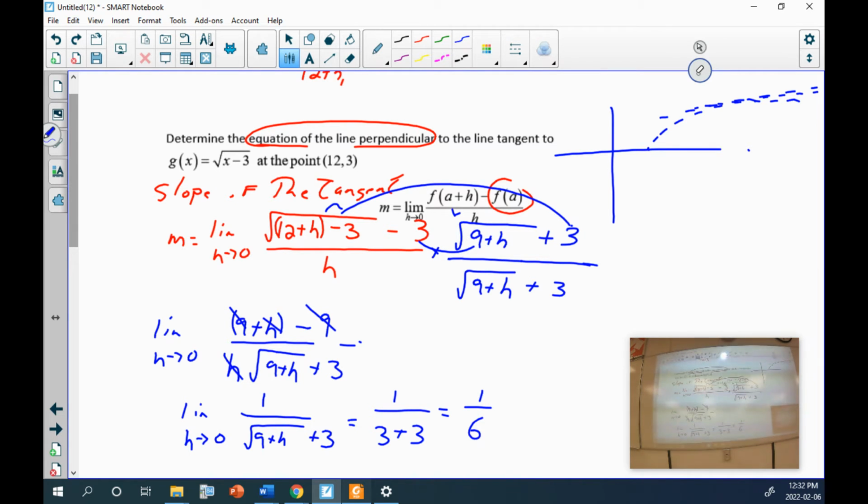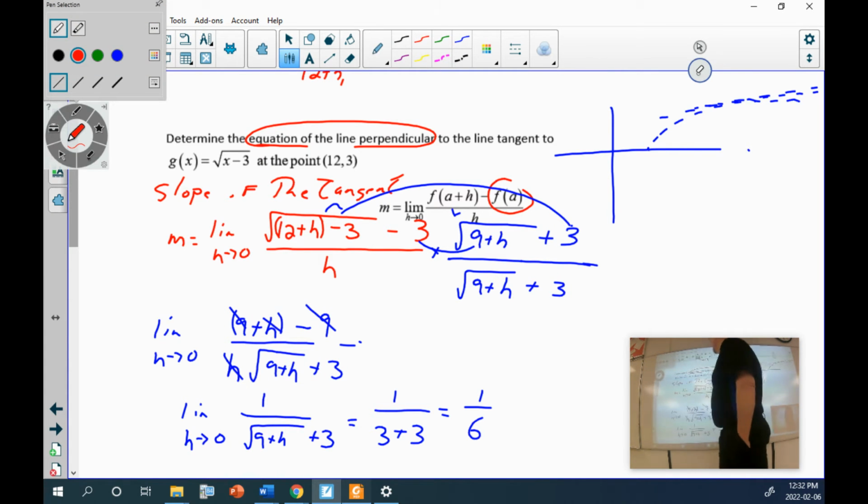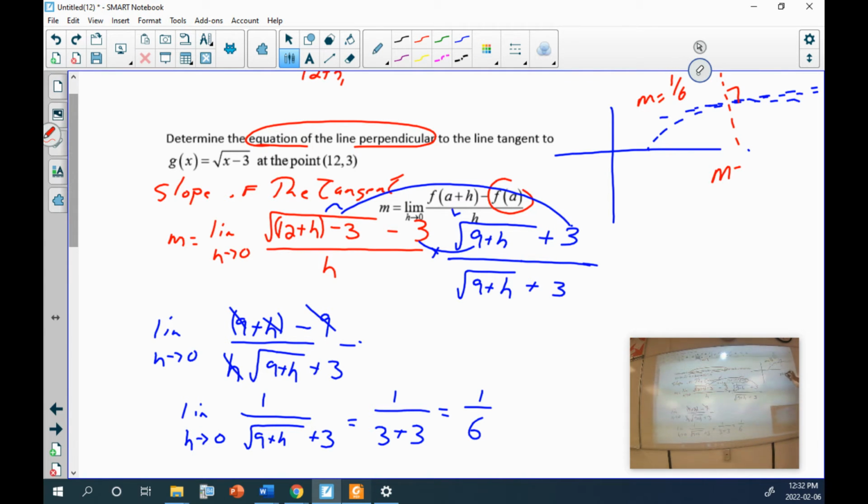Now, it says the line perpendicular to the tangent. This is where we have to reach back in our memory. If I want the line perpendicular to the tangent at 90 degrees, this slope is 1/6. This slope is -6. It is the negative reciprocal of the original tangent. So 1/6 times -6 is equal to -1. Hence the idea of a negative reciprocal. So that's just that next wrench I threw into the system.